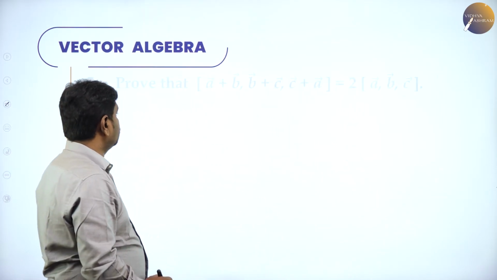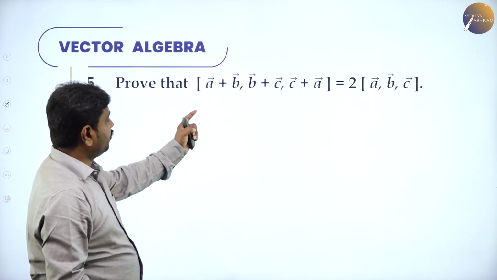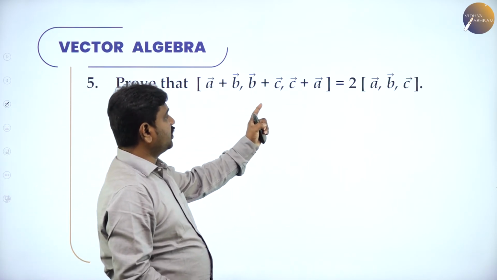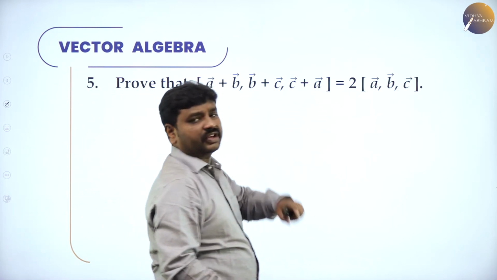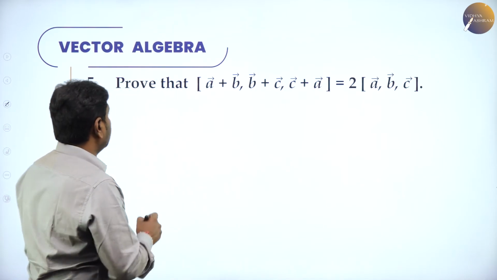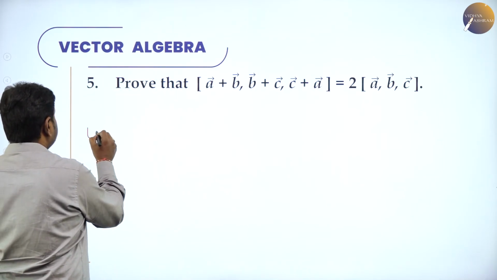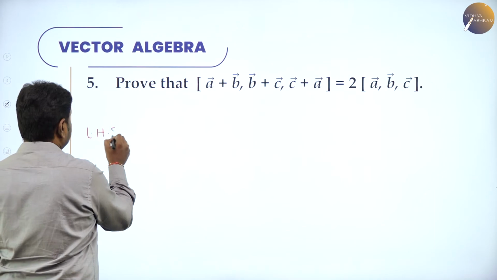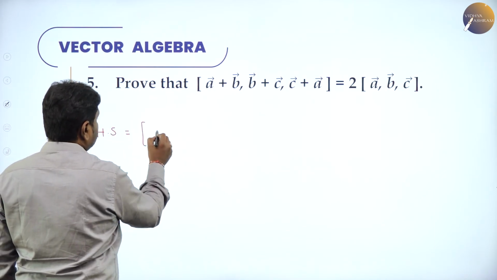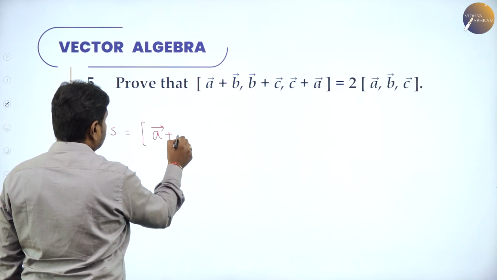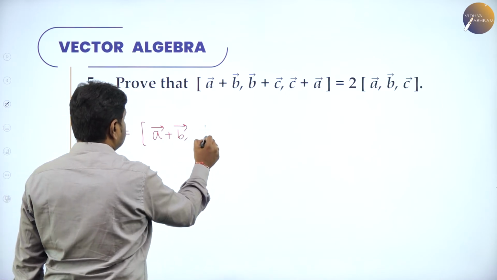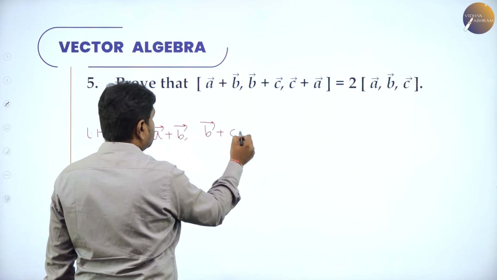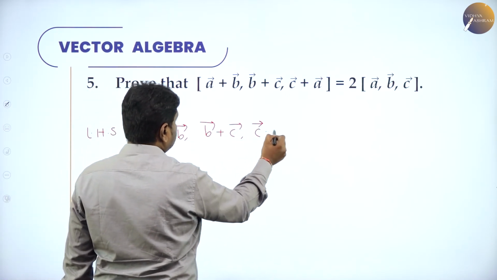Next we have, prove that box of A plus B, B plus C, C plus A is equal to 2 times box ABC. See here, how to prove this? We'll take LHS, that is box A plus B, comma box B, B plus C, comma C plus A.